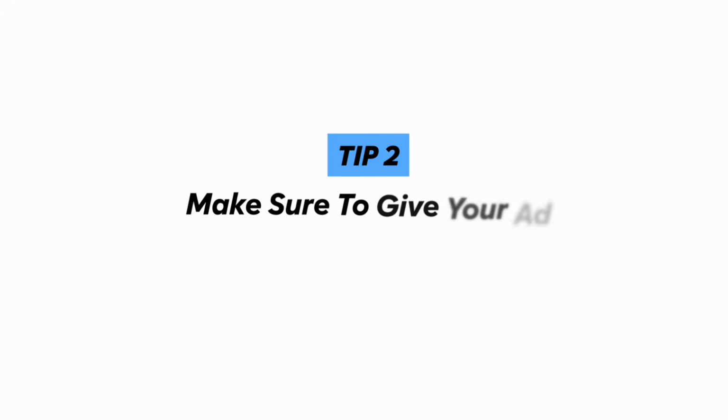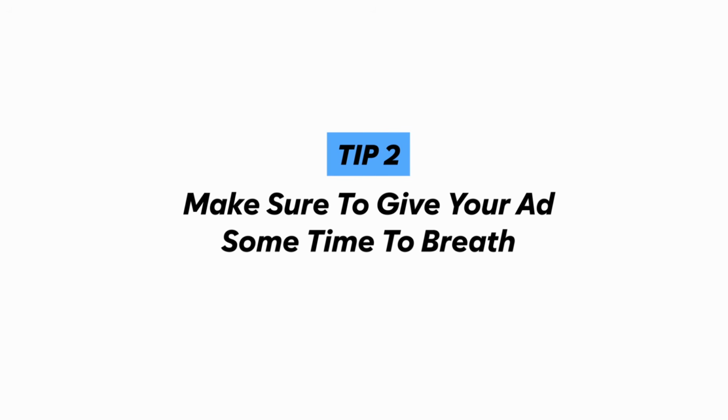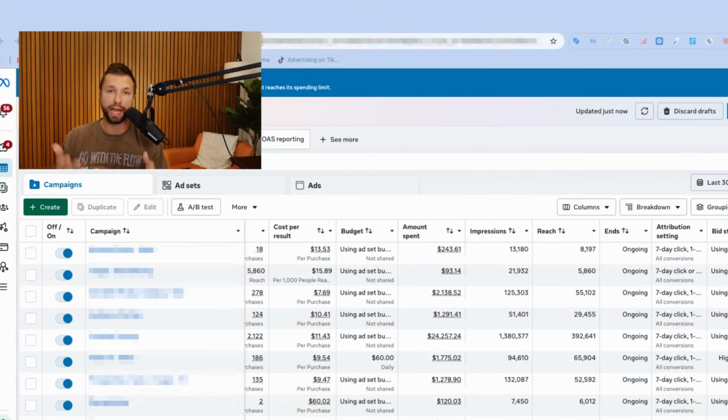Now, tip number 2 is to make sure that you give your ad some time to breathe. And what I mean by that is when you launch an ad, don't touch any of these settings or anything for the next 3 to 4 days so that it can collect data. After it's collected that data, then feel free to adjust budgets or ramp it up, ramp it down, pause it, change the ad, whatever it may be, but give it at least 3 to 4 days so that it has the best chance to get out of the learning phase and to get you the best results possible.